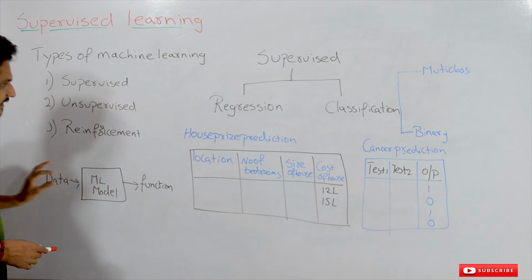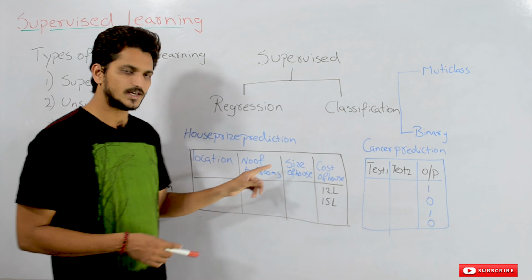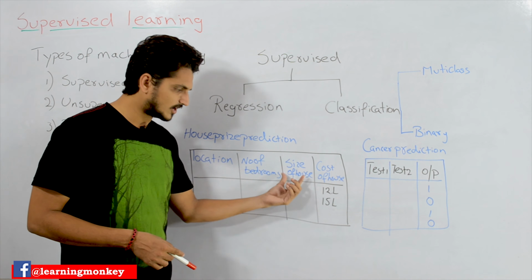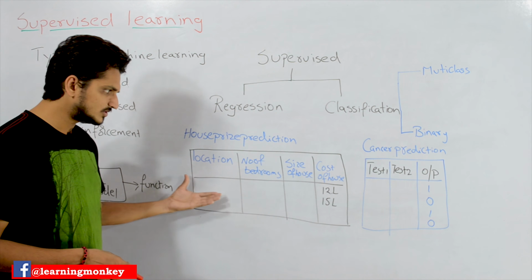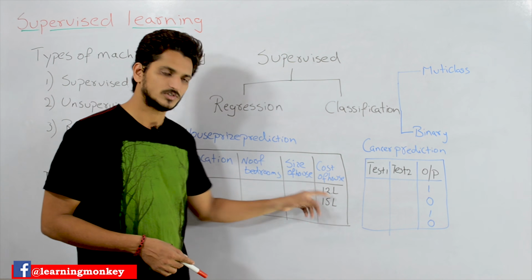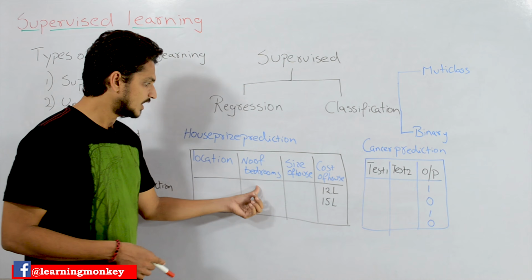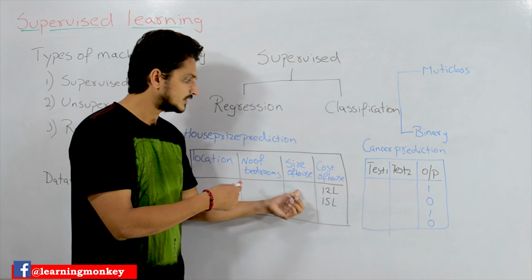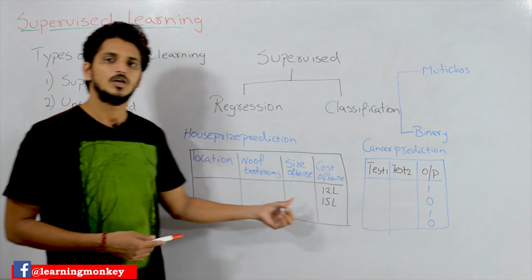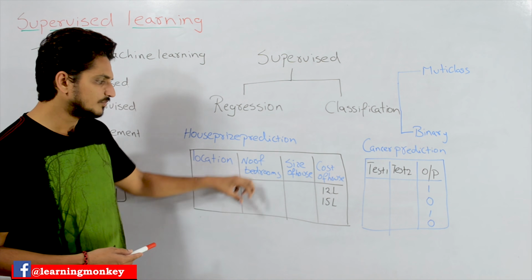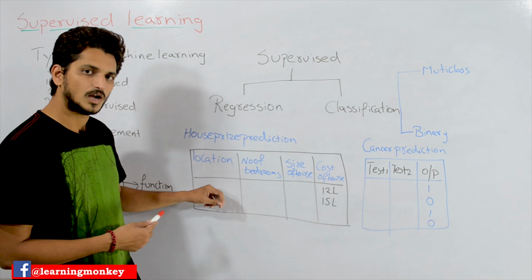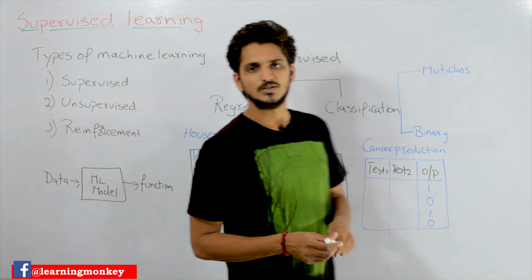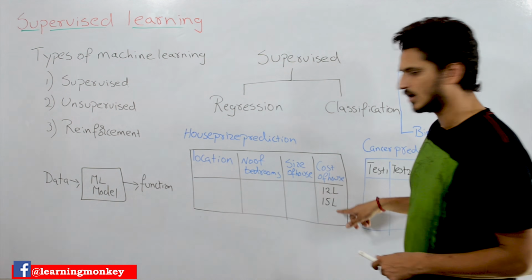So let's take a data set here, a housing price prediction data set. In this data set we have a location, number of bedrooms, and size of the house. Based on these values, the cost of the house is given: in which location it is, how many bedrooms this house has, and the size of the house. All these factors determine the cost of the house. So in this data set, location, number of bedrooms and size of the house are taken as input, and output means the cost of the house.